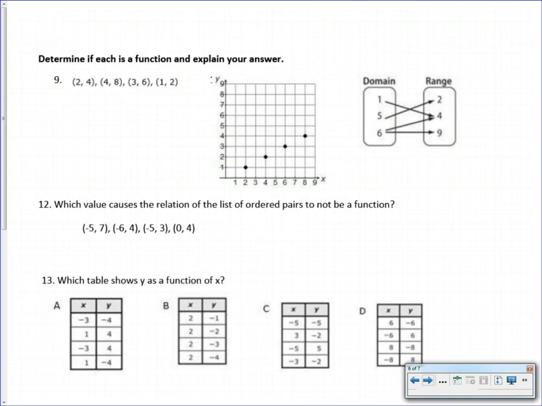Number 9. Determine if it's a function and explain your answer. So again, we're looking at our x values. So here we have 2, 4, 3, and 1. Because all of our x values are different, this is a function.